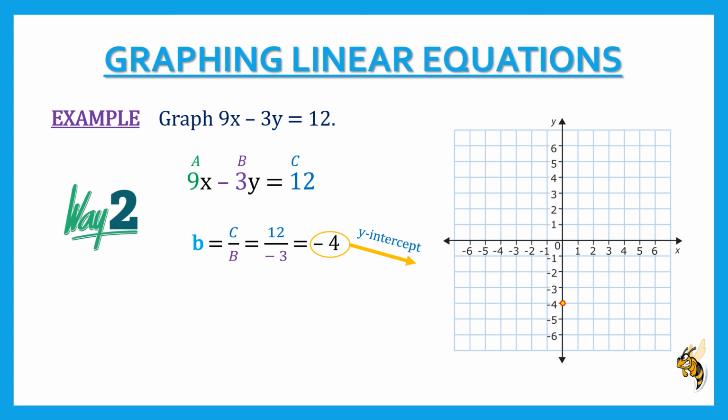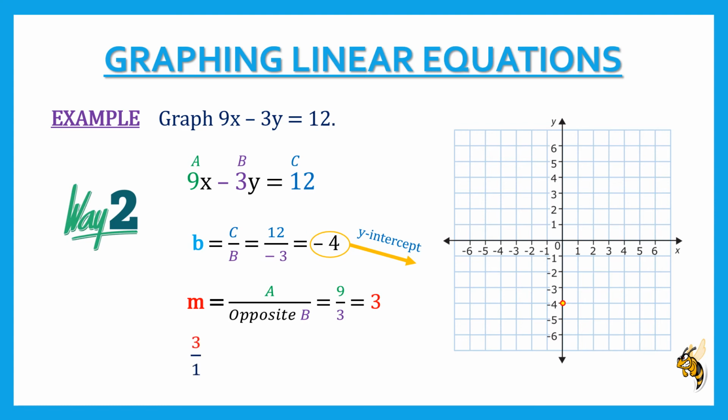Second, we need to locate the slope. Your slope will always be a over the opposite of b. A is 9, so we have the 9. B is negative 3. The opposite of negative 3 is 3. And 9 divided by 3 is 3.